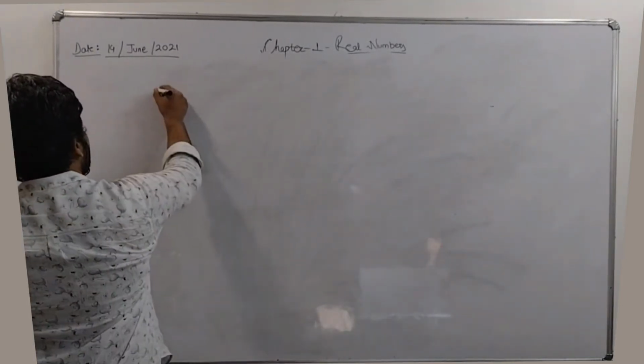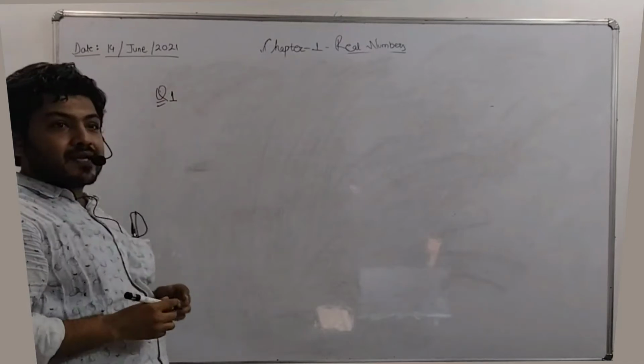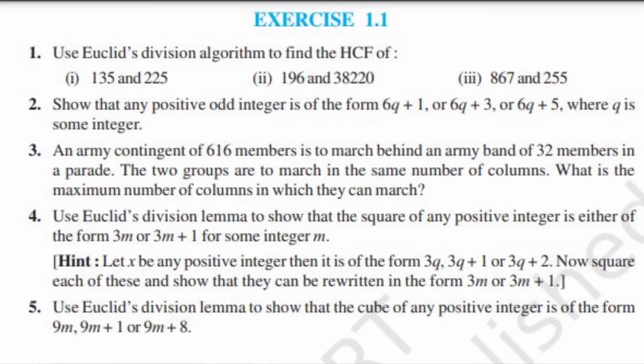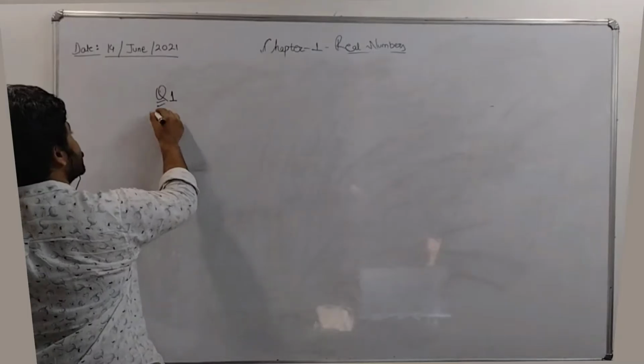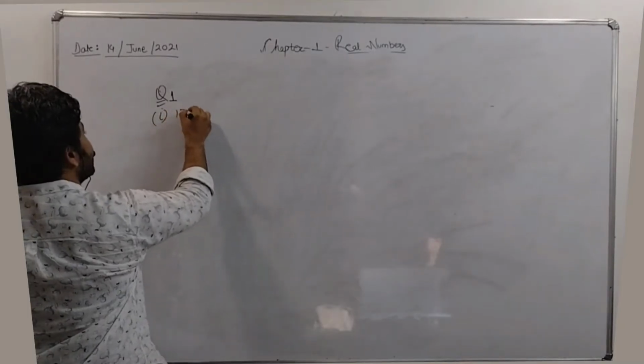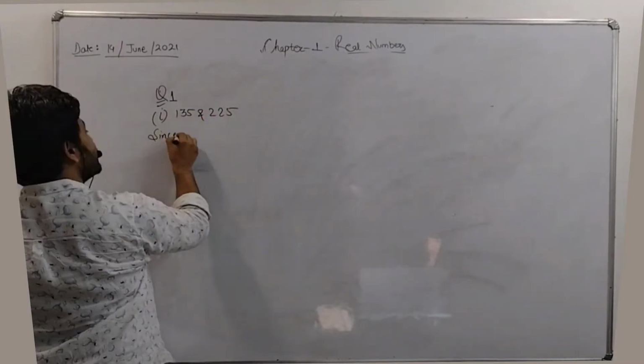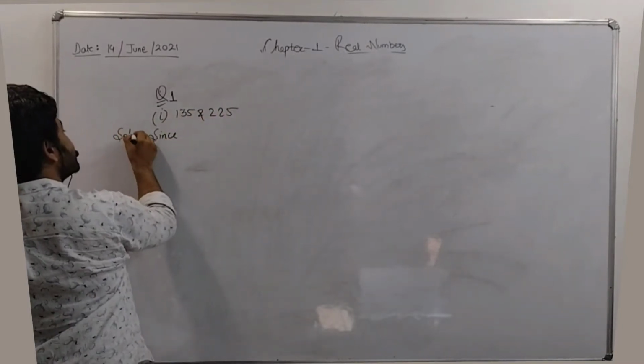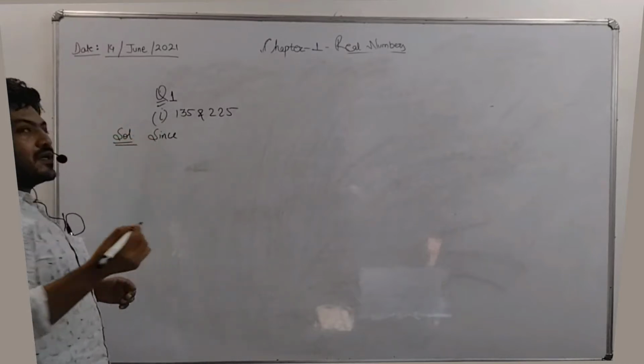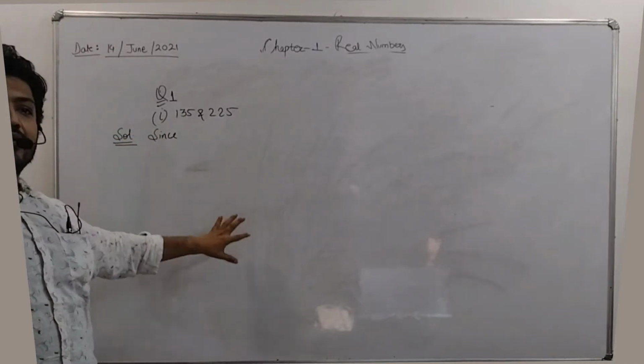So question number 1, as you can see on your screens: use Euclid's division algorithm to find the HCF of. First part is 135 and 225. So this is the solution. Please write it down in your notebooks, or you can just pause the video and see.